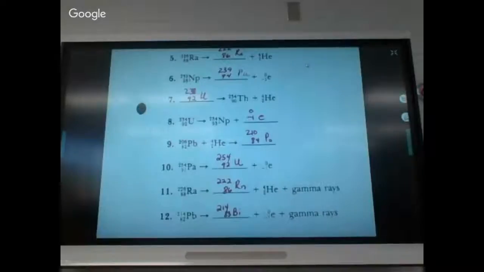Now, if you look at 11 and 12, see how it says plus gamma? Gamma has no effect on balancing or writing the equations. Gamma is just sort of written at the end of the equation like that. So it doesn't affect how you write or balance a nuclear decay equation.